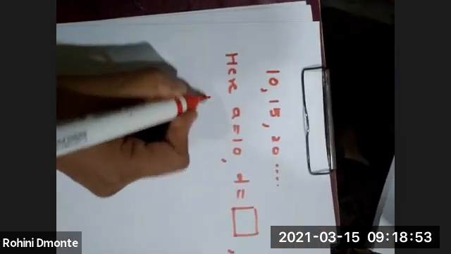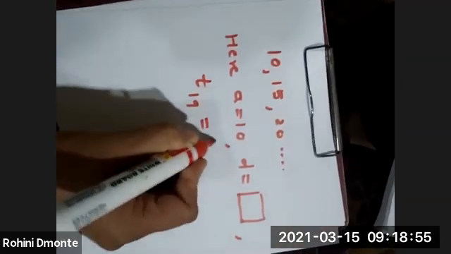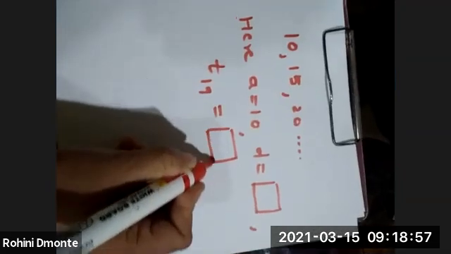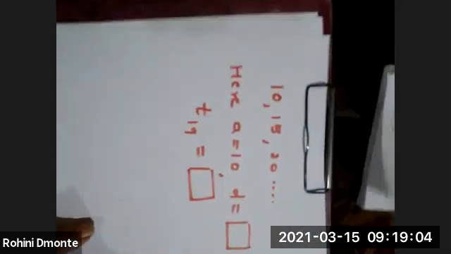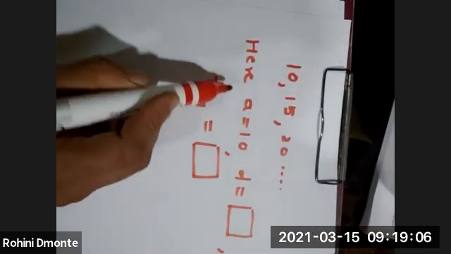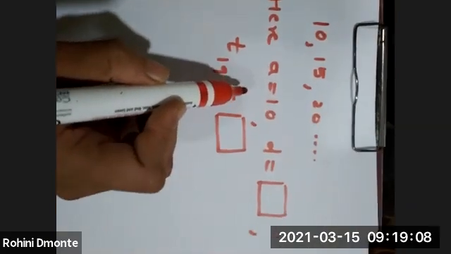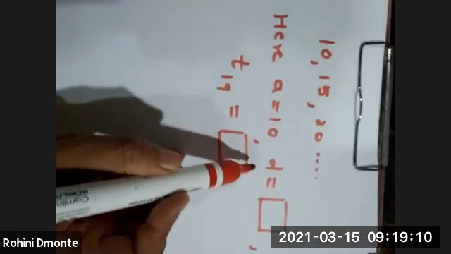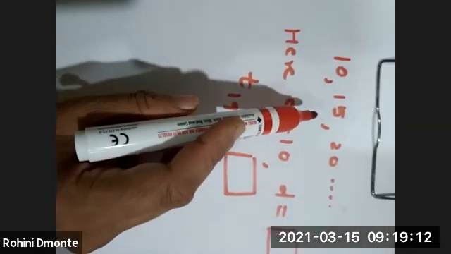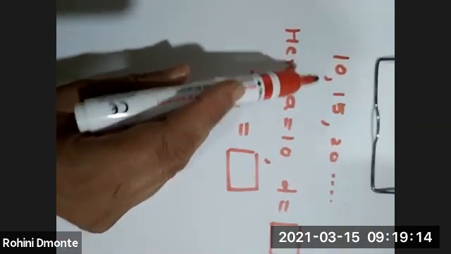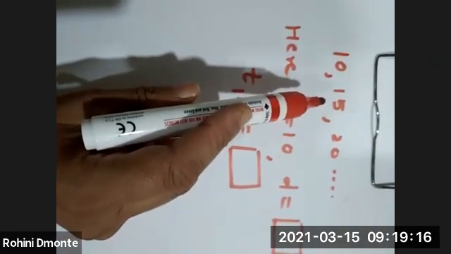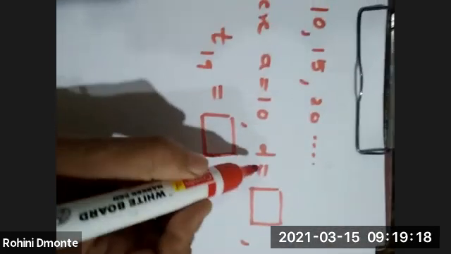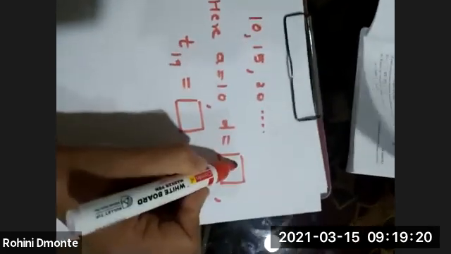And they have asked us to find the value of T19. So this is an AP. The first term is 10. What is the value of D? Just find the common difference. 15 minus 10 is 5. 20 minus 15 is 5. So what will be the answer here? D is equal to 5.